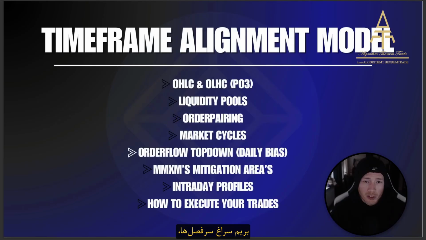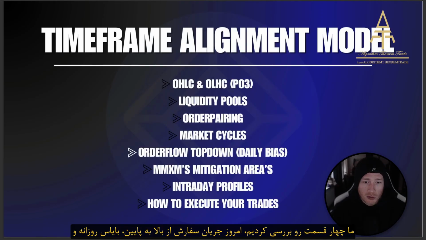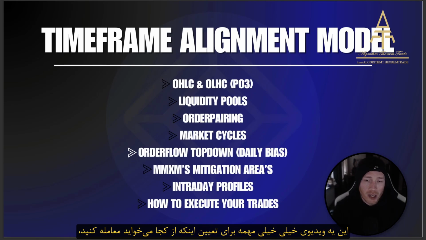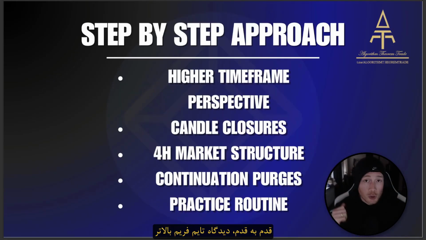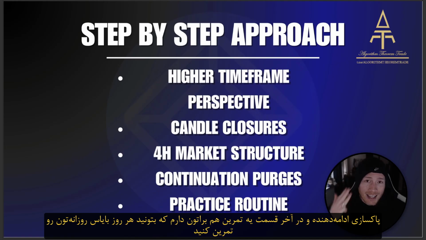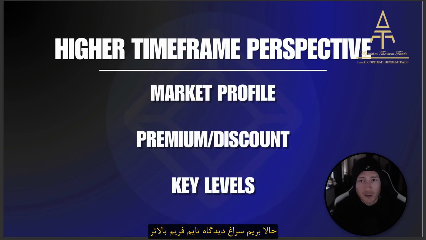So let's go to the syllabus again. We've gone over 4 episodes. Today is the order flow top down, the daily bias, and this is going to be a very, very important video in determining where you want to trade from. So daily bias: step-by-step approach, higher time frame perspective, candle closures, market structure on the 4-hour, continuation, purges, and at the end of the episode I will have a practice routine for you so you can practice your daily bias every single day. Now let's start off with the higher time frame perspective.